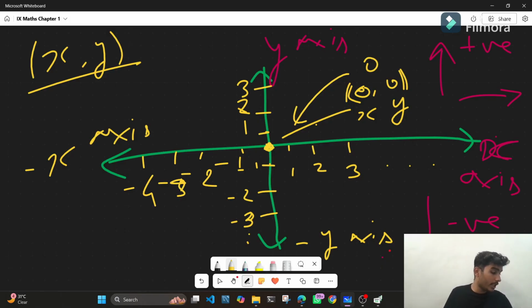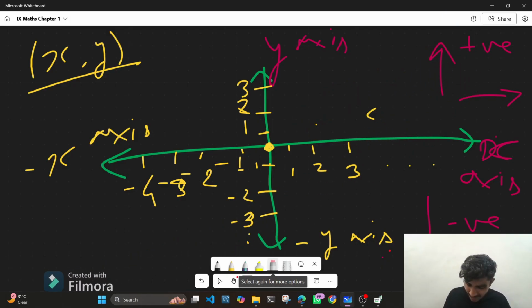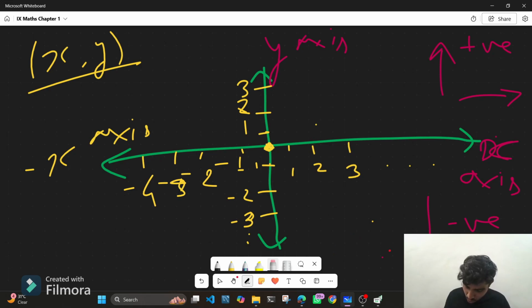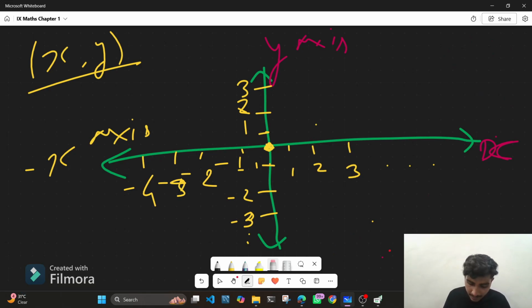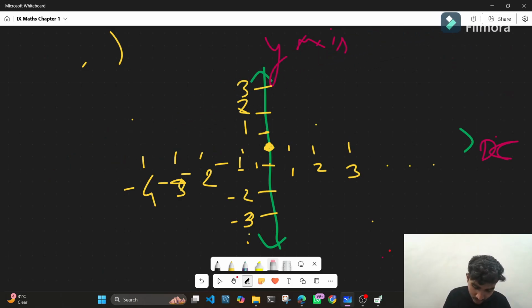Now, moving further, we need to learn something called quadrants. It may sound a bit heavy, but it is not, and it is very easy to remember also. Not a big deal.